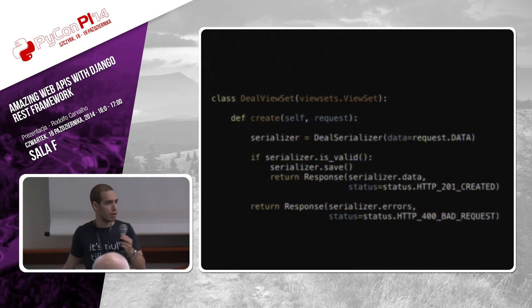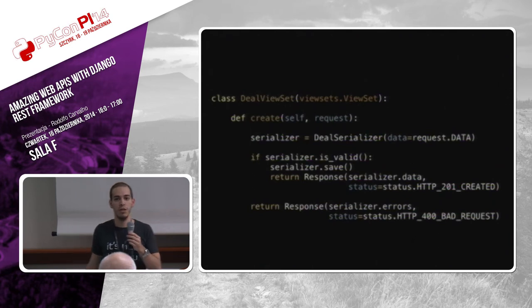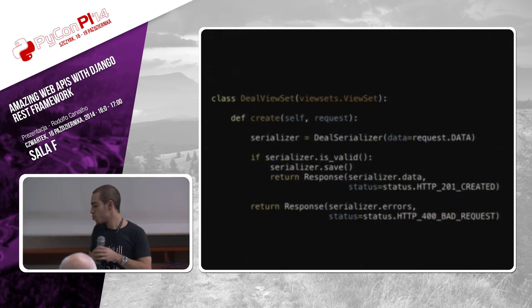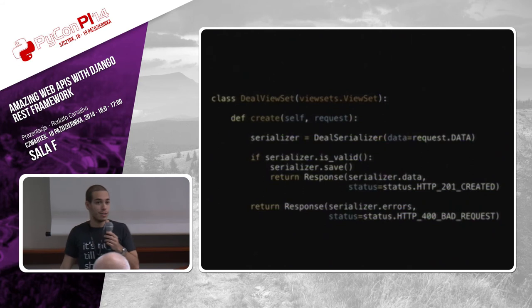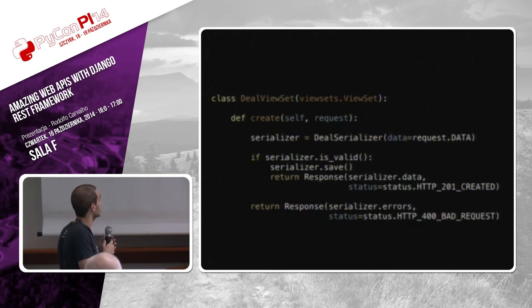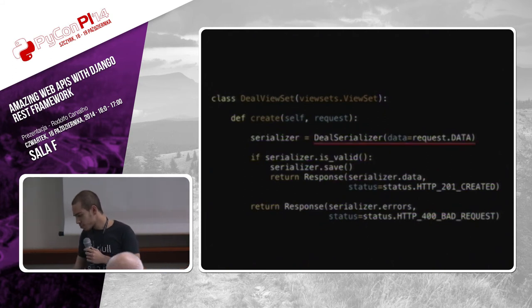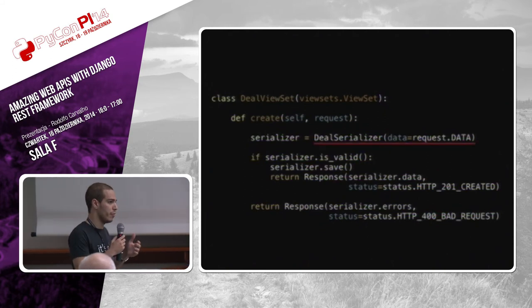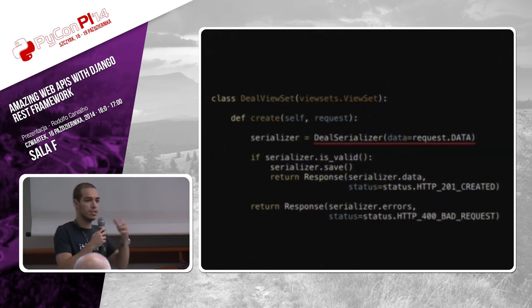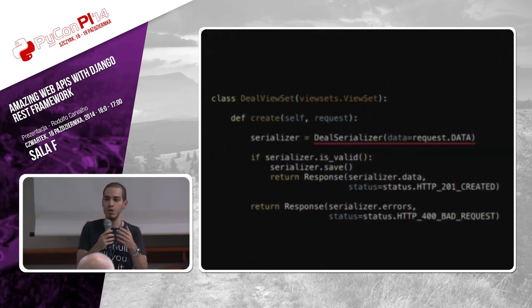We also saw a view set in a very magical way, where you just tell it what the query set is and what the serializer is. And here is a full example where you actually write the code yourself. As you can see, it's in the view that you actually use the serializers, and this is where all the pieces are glued together, right?